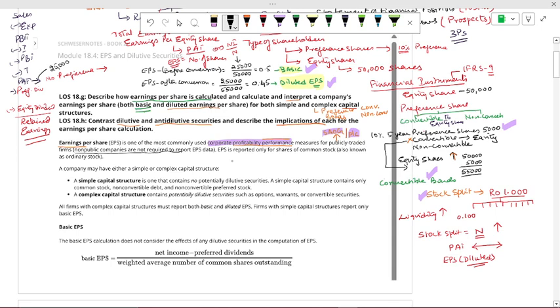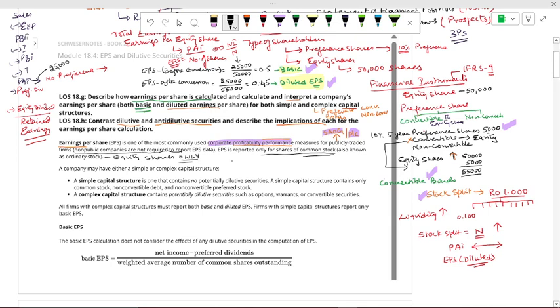The EPS is reported only for shares of common stock. Only for equity. That's all. EPS is not applicable for all other things. It is only for whom? It is only for equity shares only.